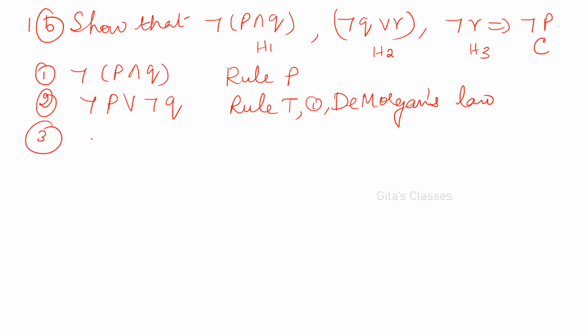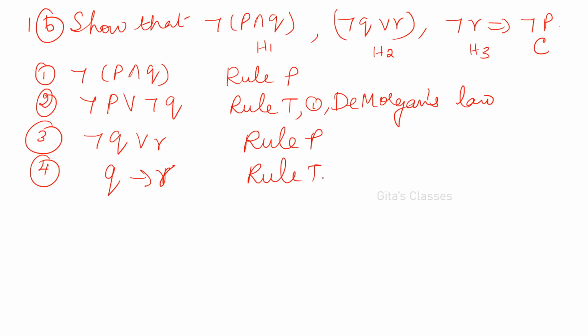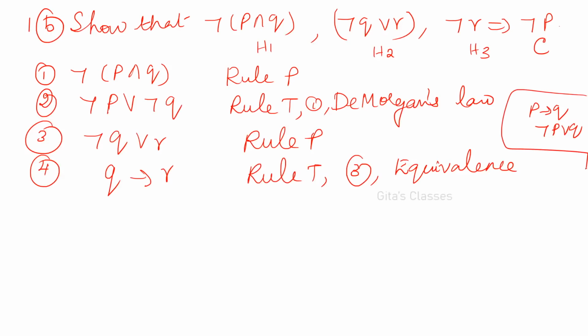So next one, you introduce this not Q or R. I am introducing a premise, so it is rule P, and this is Q conditional R. This is rule T. I am using a formula in step number 3, equivalences. Always I ask you to remember P conditional Q can be written as not P or Q. This is an important equivalence, always we use very frequently.